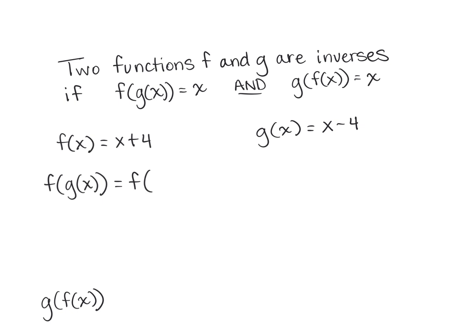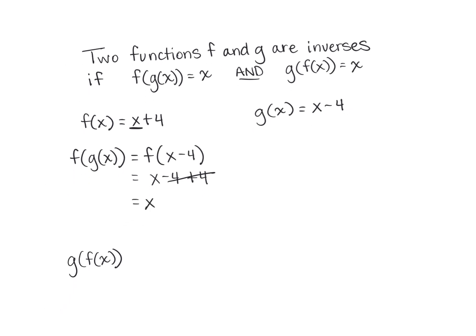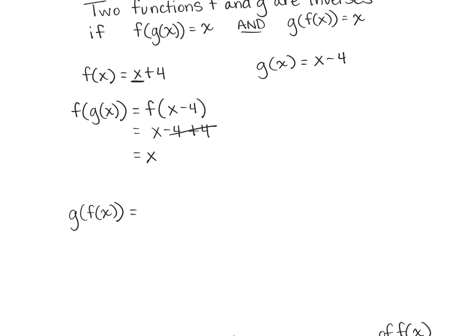So we have f of g of x, where g of x is x minus 4. I'm going to plug that into the f function where this x is. So that means I have x minus 4 is what I'm substituting in, and then I still have that plus 4 on the end. So those cancel, and I have an x. So we're halfway there.